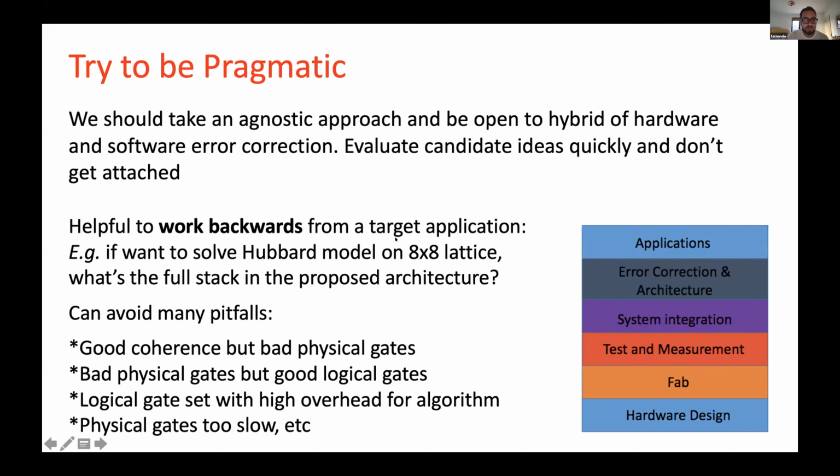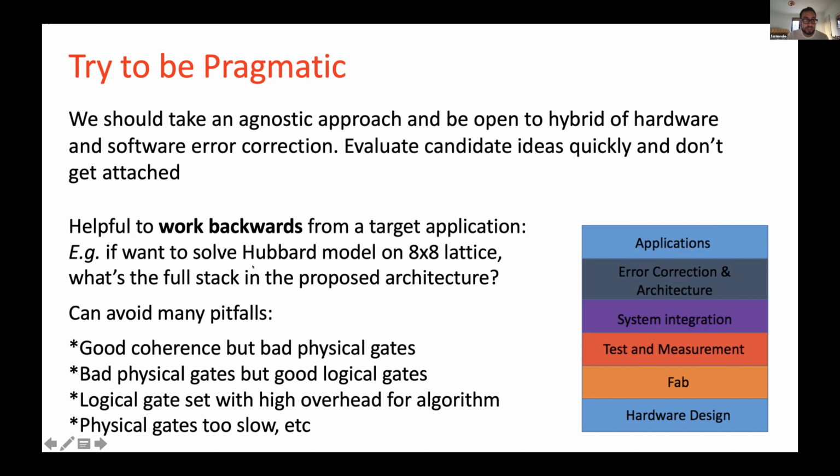So as I mentioned before, let's try to work backwards from some target application, right? So for example, in our study, we want to solve the Hubbard model on some 8x8 lattice. How do we do that, right? Thinking about all the way from this to how we engineer the qubits.